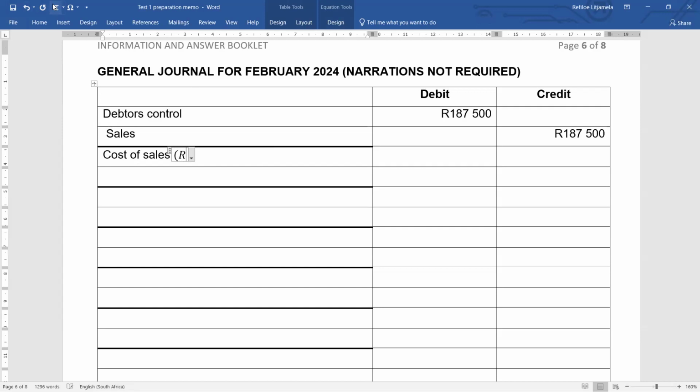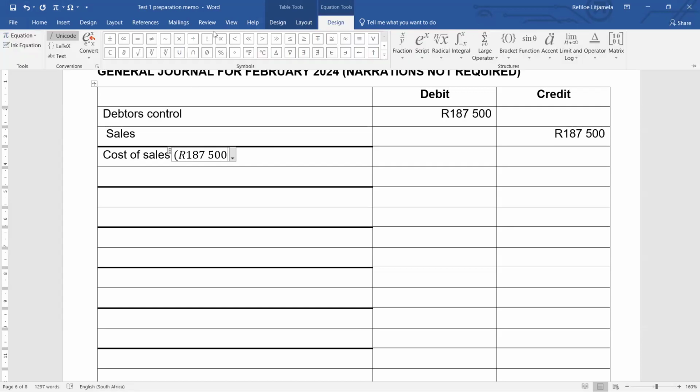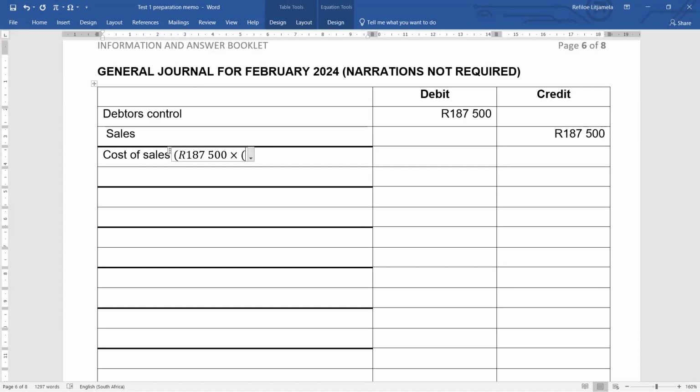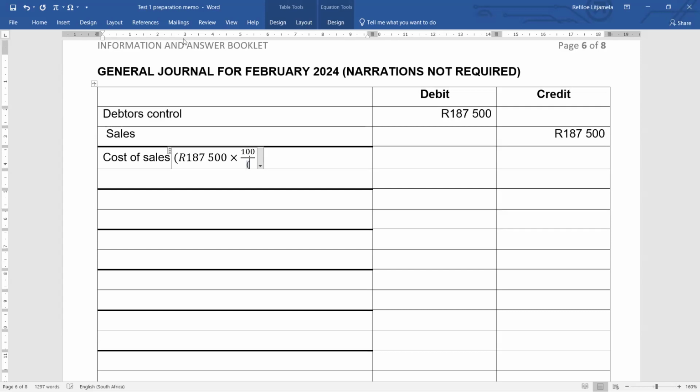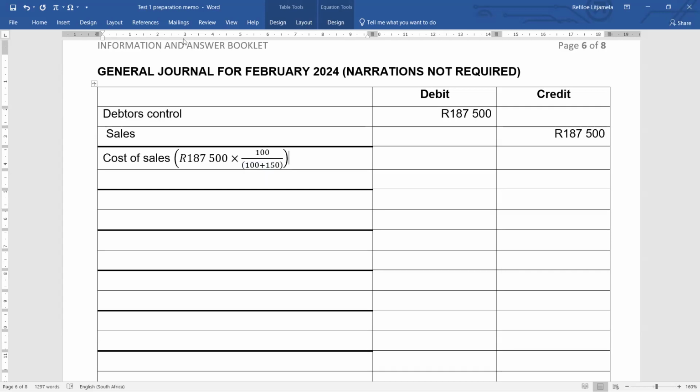It's an expense. But now it's tricky here because we have 187,500, and I want the cost price. How do I get the cost price? Multiplied by 100 over 250, which is 100 plus 150, which is 250. Understand that. And then you close brackets to get your cost price. How much is it? 75,000.